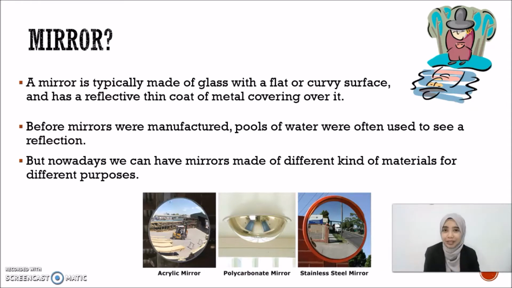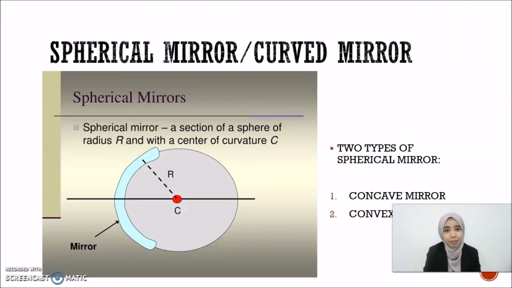In our previous subtopic, we have learned about flat or plane mirrors. Now let's learn about spherical mirrors. Spherical mirrors are also known as curved mirrors. A spherical mirror is made up of a section of a sphere which has a radius r and also a center C right here. We are going to learn two types of spherical mirrors. The first one is the concave mirror and the second one is the convex mirror.